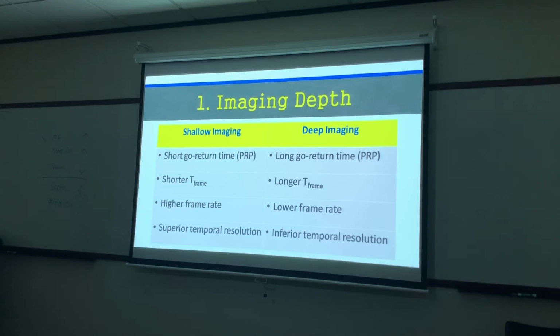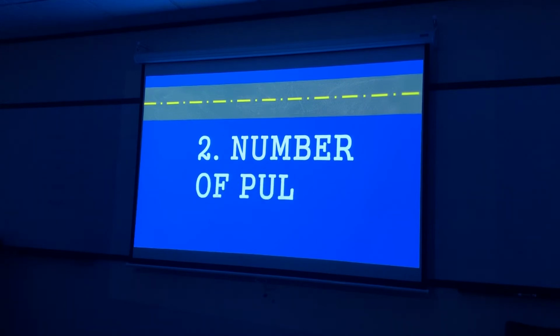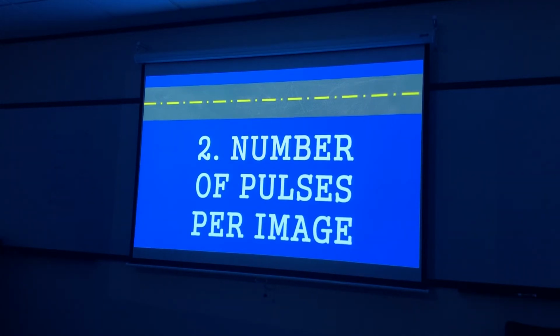Any other questions before I get into the number of pulses? Remember I said there are two sonographer-controlled settings. One is imaging depth. The second one is the number of pulses per image. There are three ways to change the number of pulses per image, given as an example in this book. You already know one of them because we've been talking about it for a while.